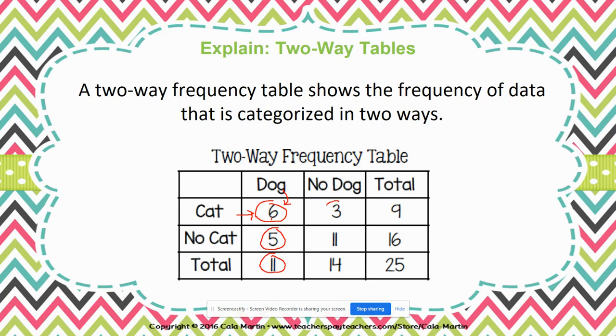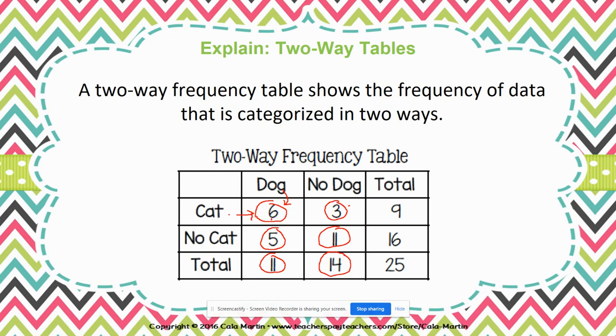In this one, there are 3 people who own a cat but do not own a dog. And in this one, there are 11 people who don't own a dog and do not own a cat. So altogether, there are 14 people who do not own a dog.